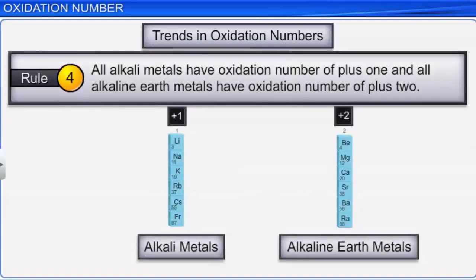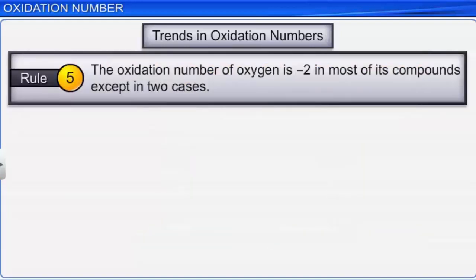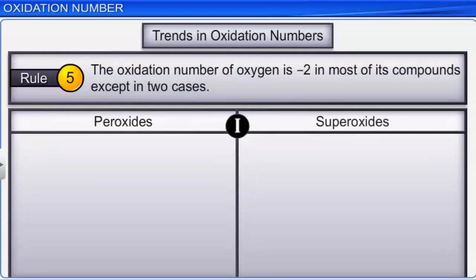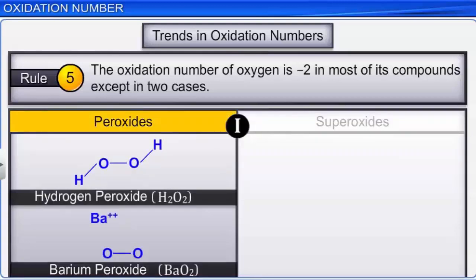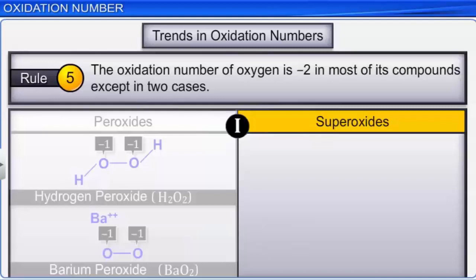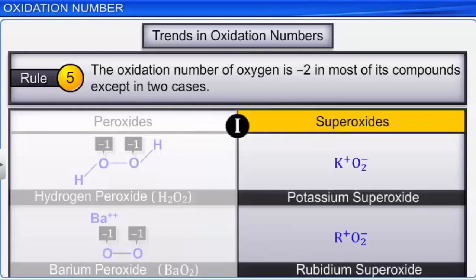The fourth rule says that in their compounds, all alkali metals have oxidation number of +1 and all alkaline earth metals have oxidation number of +2. According to the fifth rule, the oxidation number of oxygen is -2 in most of its compounds, except in 2 cases. The first is the case of peroxides and superoxides. In peroxides like hydrogen peroxide and barium peroxide, each oxygen atom is assigned an oxidation number of -1. And in superoxides like potassium superoxide and rubidium superoxide, each oxygen atom is assigned an oxidation number of -1/2.